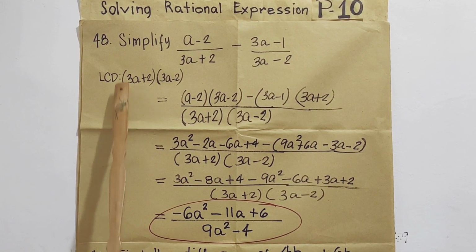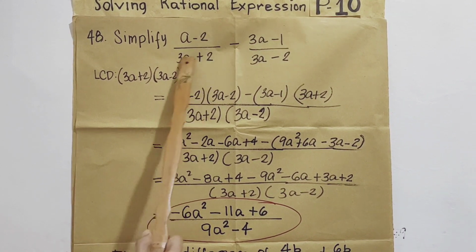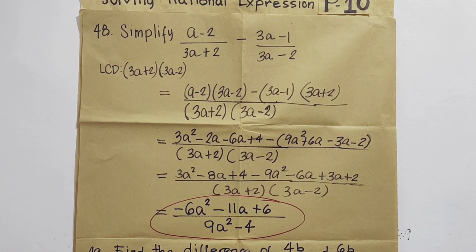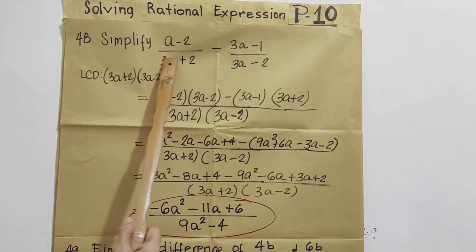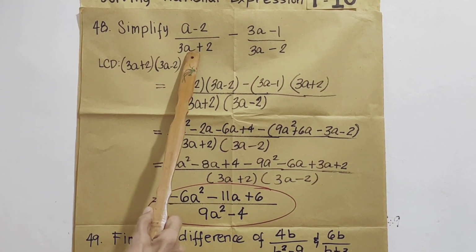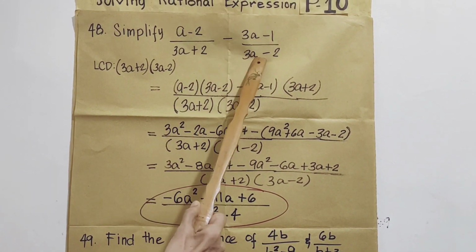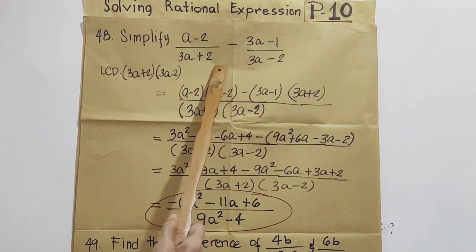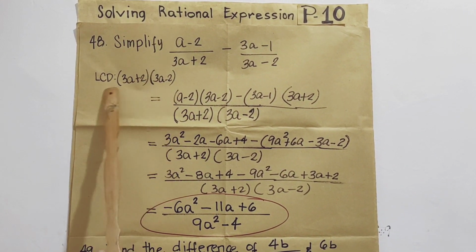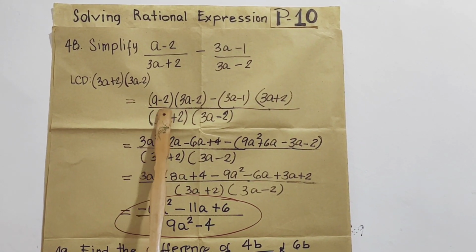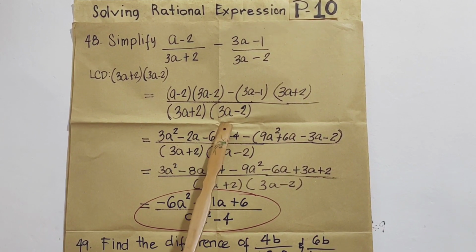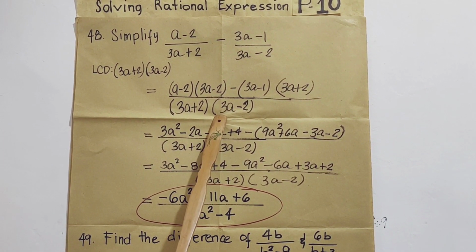Okay guys, we are now in number 48. Simplify (a minus 2) over (3a plus 2), minus (3a minus 1) over (3a minus 2). Again, we have to determine first the denominator. They are not the same, and they are prime, so we have to multiply. So 3a plus 2 times 3a minus 2. Upon knowing the LCD, we draw a line and put this denominator below the line. Consider this one now as the denominator.